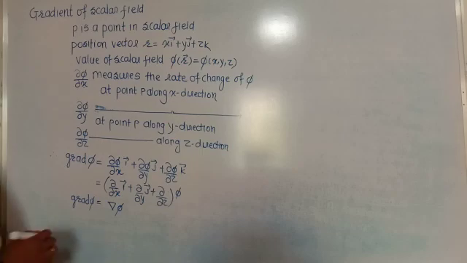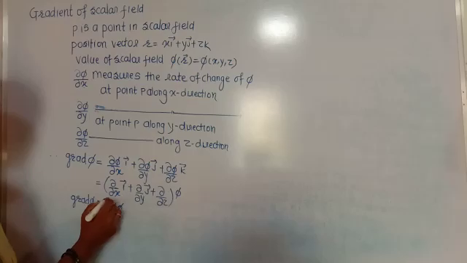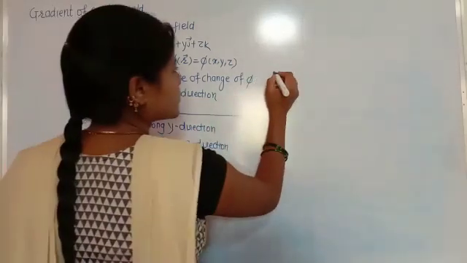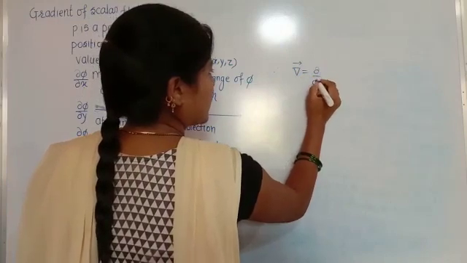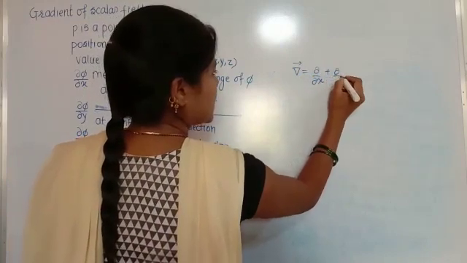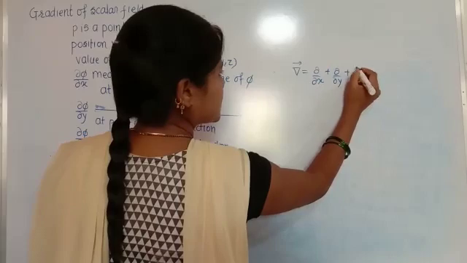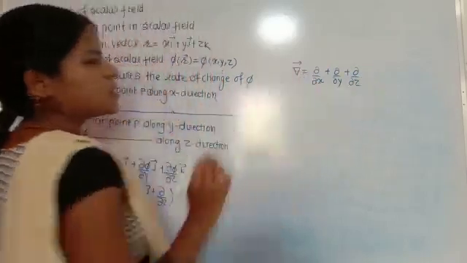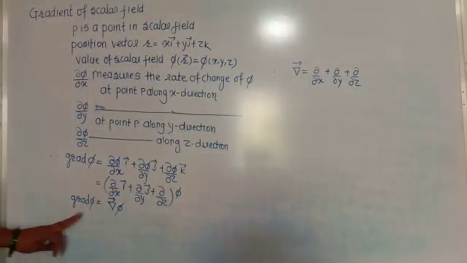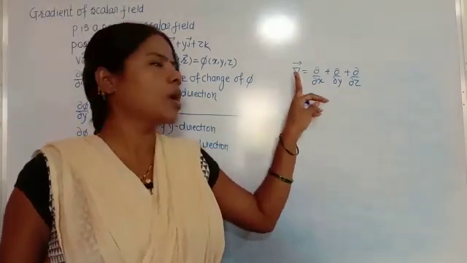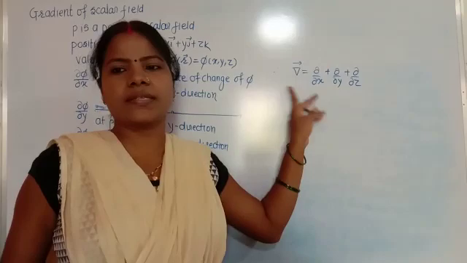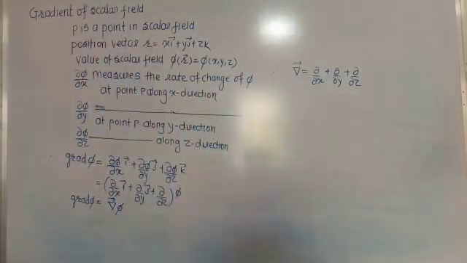So therefore this operator is equal to del by del x plus del by del y plus del by del z. It is not a vector, but it is the helper. That means it obeys the laws of vectors. This is the operator which operates on the vector.